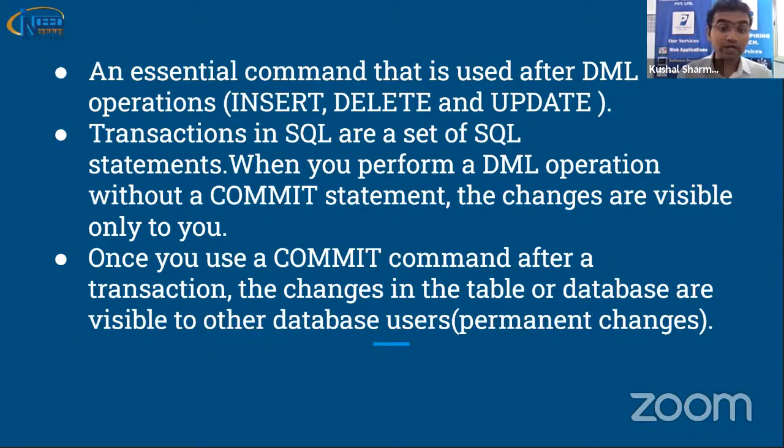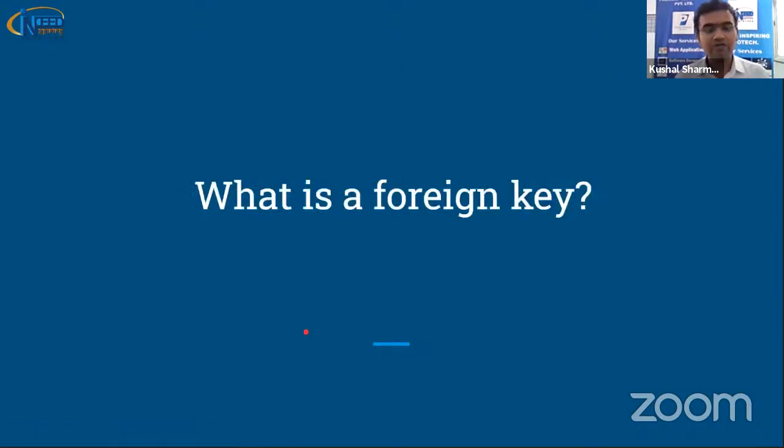But in case of production environment, we don't have this way. When you insert something, it is not permanent. You need to run a commit command, then only it gets permanent. So that is the purpose of commit command. Once you use commit command after a transaction, the changes in the table or database are visible to other database users. That means it becomes permanent. So this is the use of commit command, and therefore we need to use it after DML commands.